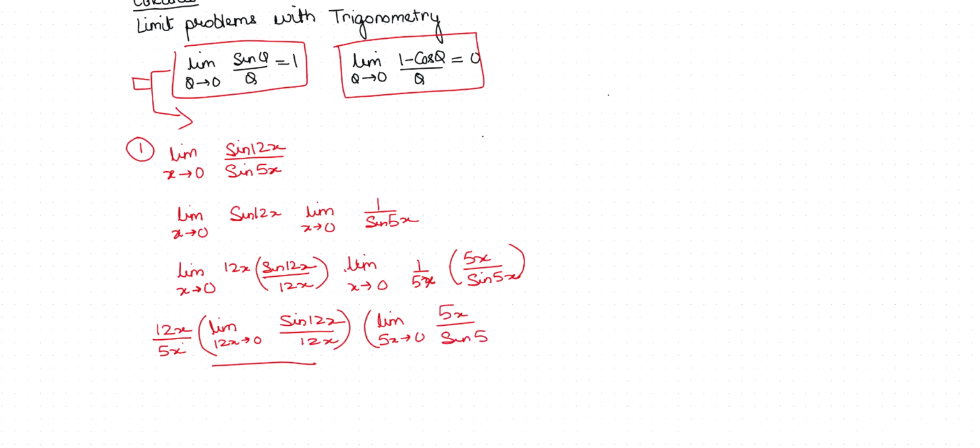Okay. Now this x and x cancel, so this becomes 12 over 5. And this is the same as this fact. So limit 12x tends to 0, sine 12x over 12x is 1, and this is also equal to 1. So the answer is 12 over 5. Okay. Now let's do the next question.